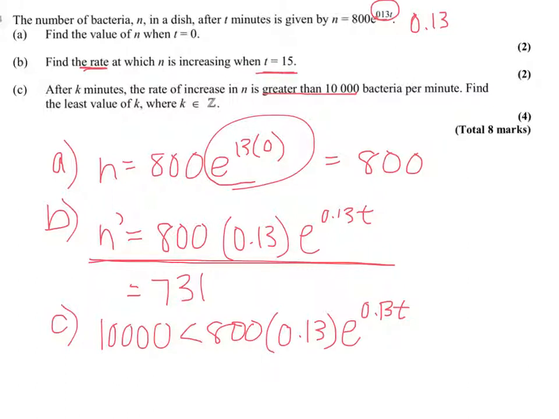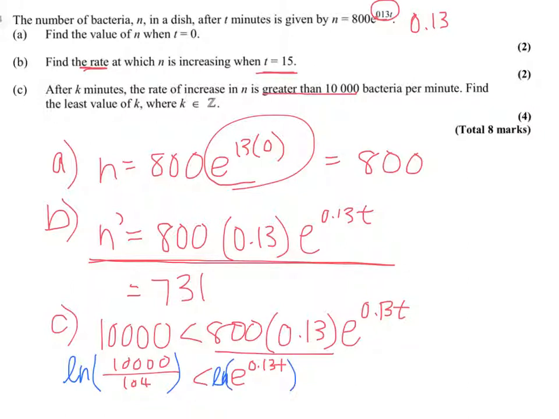And so now we're just going to simplify this a little bit, and we get 800 times 0.13 is 104. So we have 10,000 divided by 104 is less than e to the 0.13t. And we find the natural log of both sides. Natural log of this times natural log of this. When we simplify this, we move the 0.13t down.